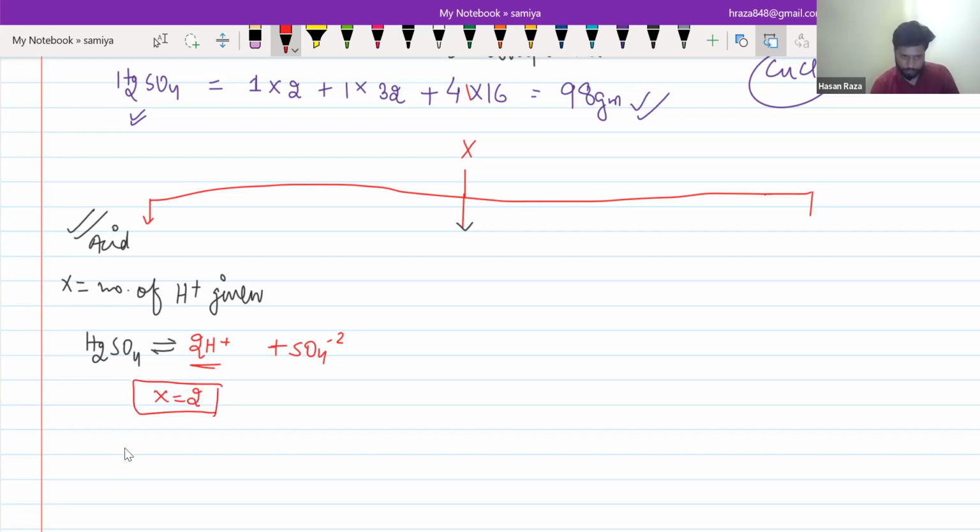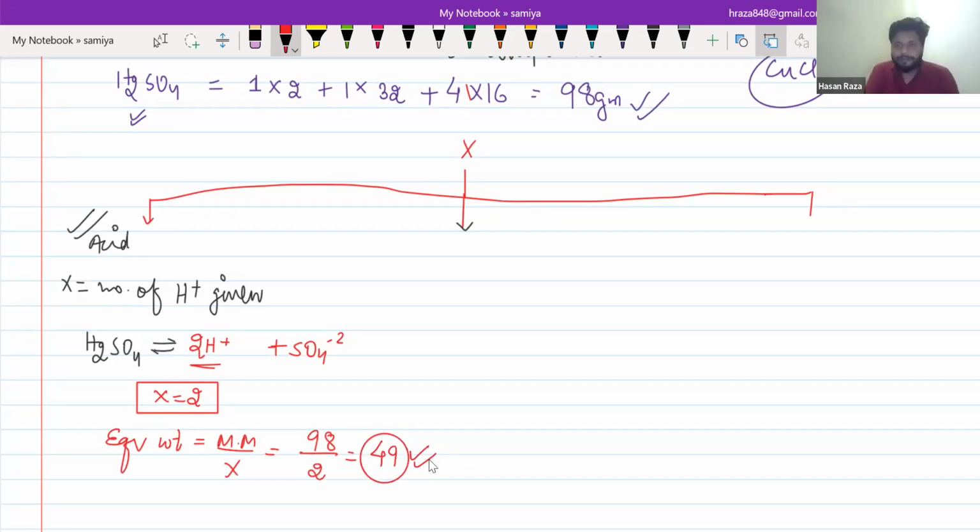So if you are going to calculate the equivalent weight of H2SO4, it will be equal to molar mass upon X. We have already calculated molar mass 98 upon X, which is 2. So the equivalent weight of H2SO4 will be equal to 49. Is there any doubt in this? No, sir.